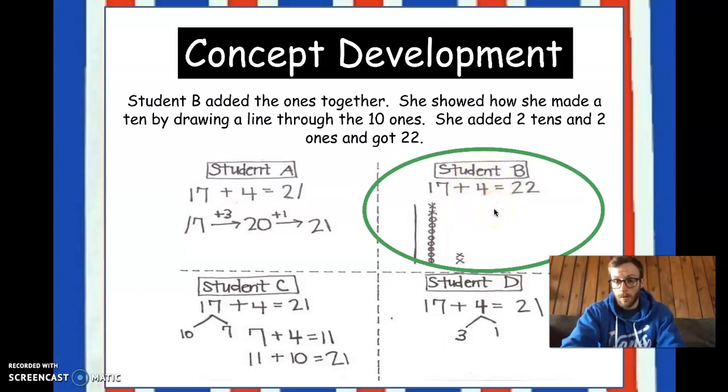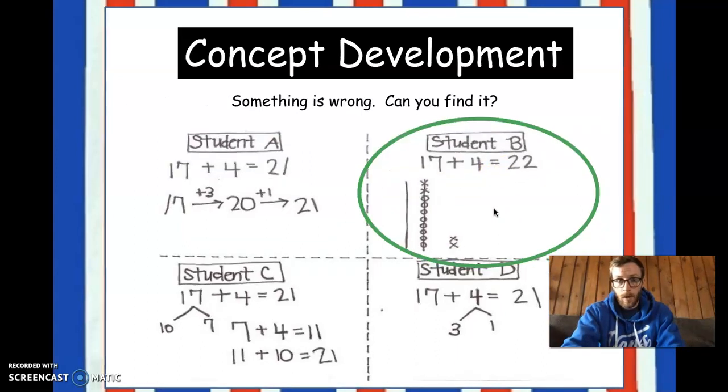Now, something is wrong. Can you find out what is wrong? What did student B do incorrectly? Take a couple seconds. I'm going to give you guys about 10 to 15 seconds to look at this picture and see what is wrong. My hint is take a look at the way she set it up. She has 17 shown with her 10 stick and her circles, and her 4 shown with the 4 X's. Let's take a look, see where she went wrong.